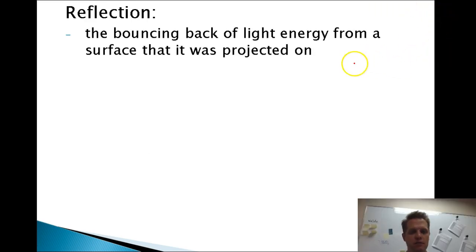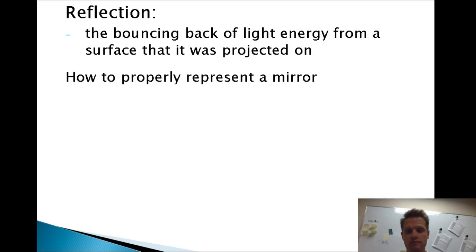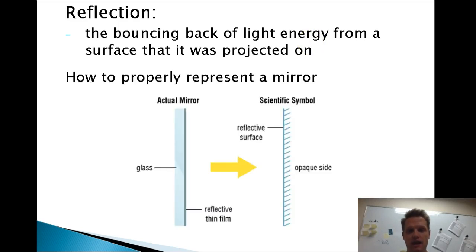So let's define reflection. Reflection is the bouncing back of light energy from a surface that it was projected on. What objects actually reflect light really well? Well, you know one, a mirror. Now a mirror is actually a piece of glass with a thin reflective film on it. So this little surface here is a thin reflective film, and on the other end you have glass. That's why it shatters if you break it.